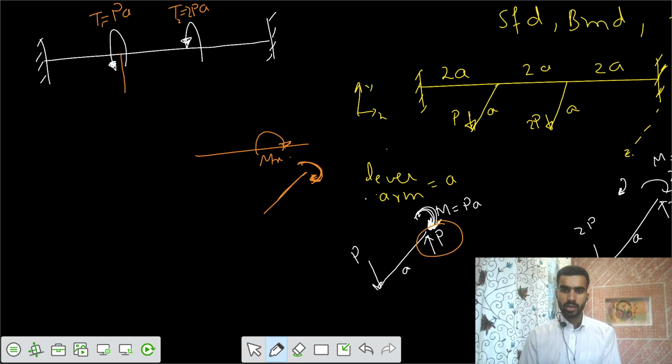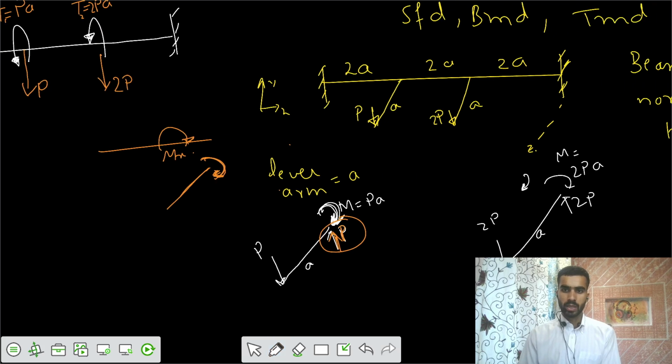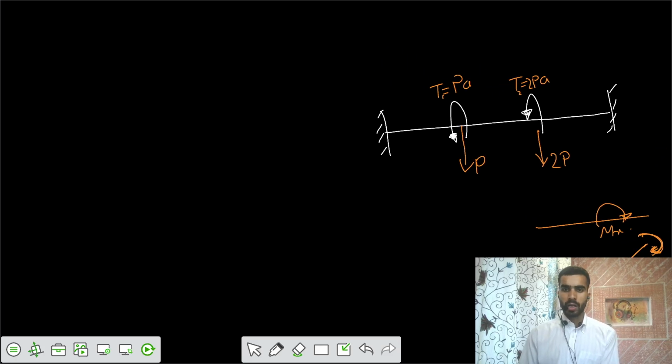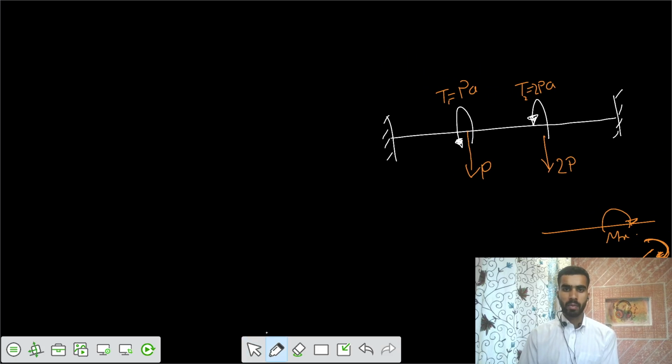A load is also there because of this reaction P, and the same would get transferred in the opposite direction on the main beam. This is some P. Similarly here there is some 2P. So we got the main loading on our main shaft, our main beam. Now we can solve that. Let's take that in a separate way.